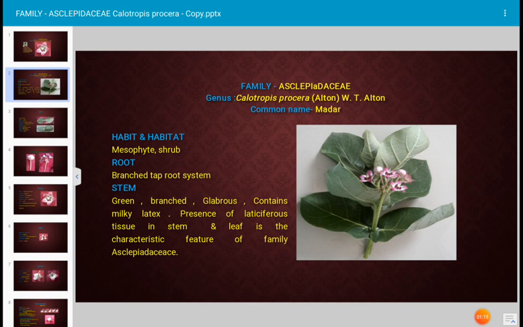The stem and leaf contain latex, milky latex. The presence of milky latex in the stem and leaf is the characteristic feature of family Asclepiadaceae. This is a member of Asclepiadaceae.